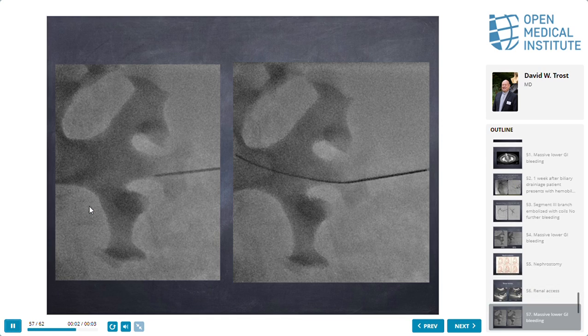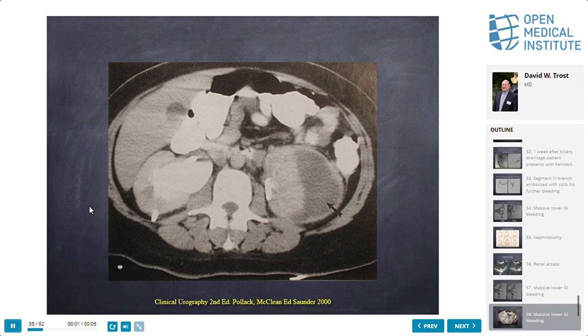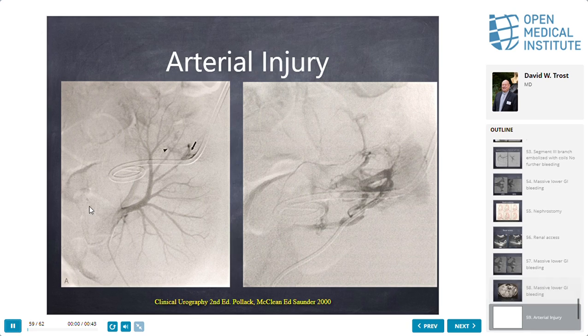And after you do it, oops. So here is a large hematoma. And in this case, the tube is in. There is an arteriovenous fistula from the tube.